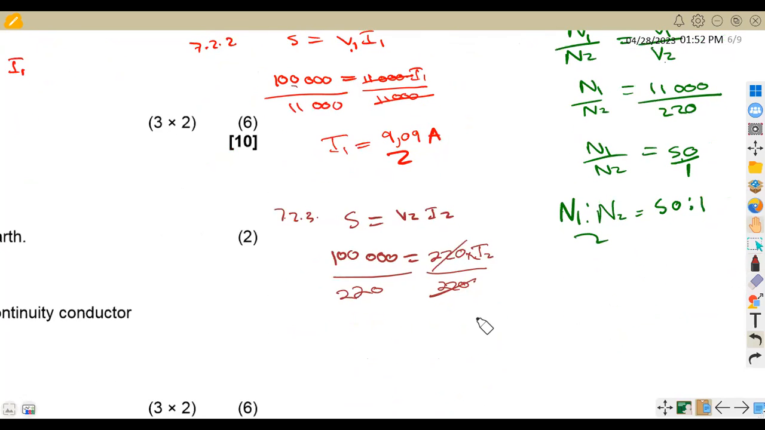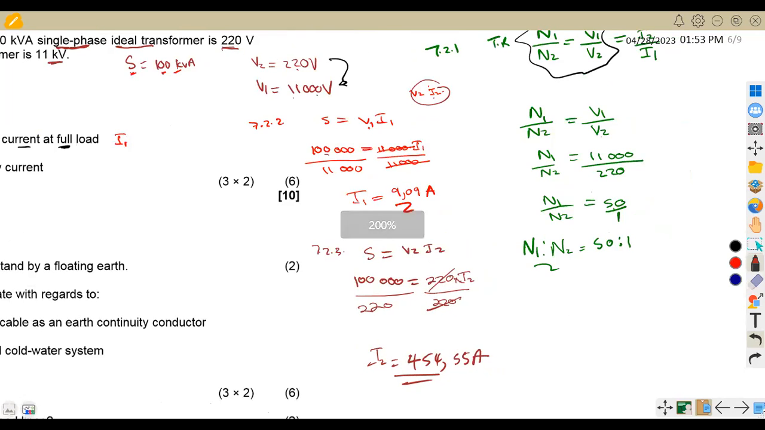All right, so that is our current I2, the current in the secondary, okay? So 100,000 divided by 220 is going to give us 454.5454, and so on. So this 5 is going to change this 4 into a 5 to 2 decimal places. Remember, as per instruction, to 2 decimal places. So that is what you're going to have as the current in the secondary that is at full load. All right. So this is what we had.